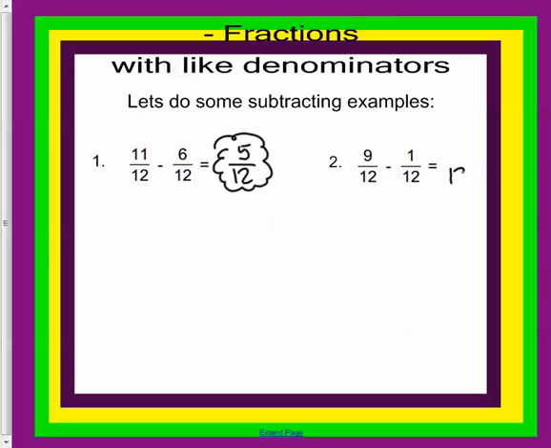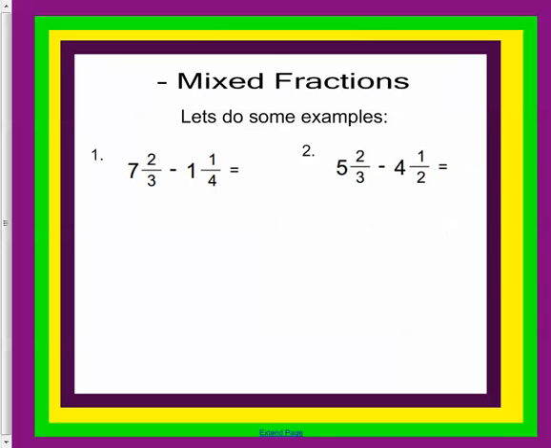9 twelfths minus 1 twelfth. Again, they have common denominators, so I keep the common denominator and I just subtract. 9 minus 1 is 8. In this case, 8 and 12 both can be divided by 4. So if I divide 8 by 4, I get 2, and if I divide 12 by 4, I get 3. So my final product is 2/3. Let's look at some more.